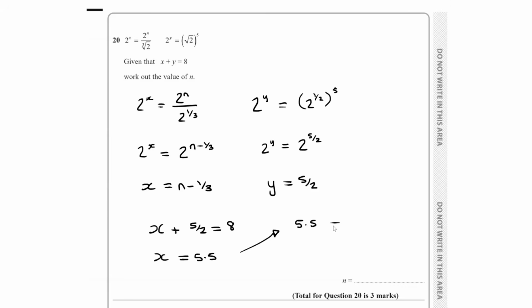So 5.5 is equal to n minus 1/3. Now, as I said, you might actually prefer that as a fraction now: 11 over 2. I want to add that across, don't I? So 11 over 2 plus 1/3, we need a common denominator, which would be 6. So times that one by 3 would be 33 over 6, plus times that one by 2, 2 over 6, equals n. So n would be 35 over 6. Now, they will also allow it if you put it as a mixed number as well, which is 5 and 5/6. Either of those answers is fine, or equivalent. So that's for 3 marks.